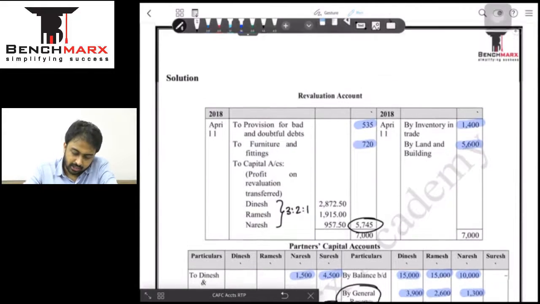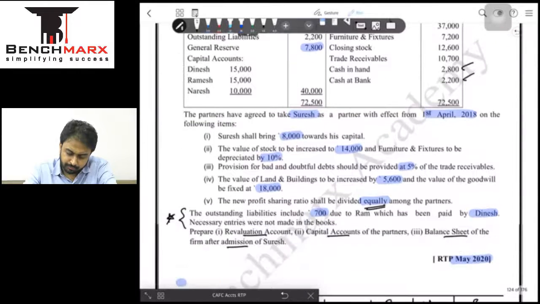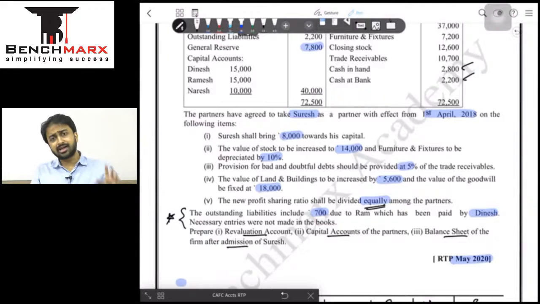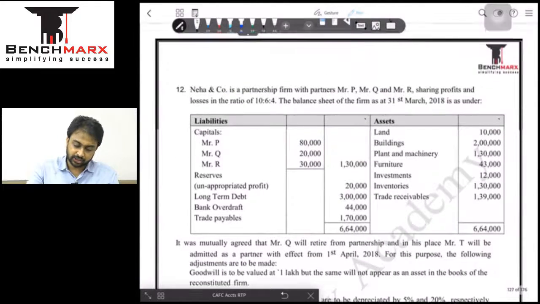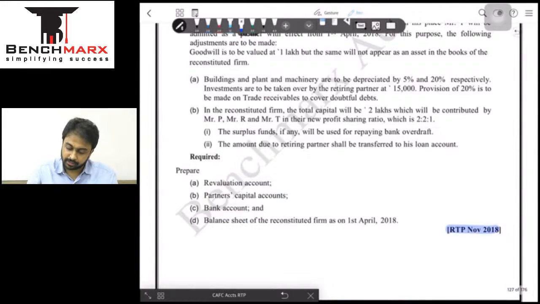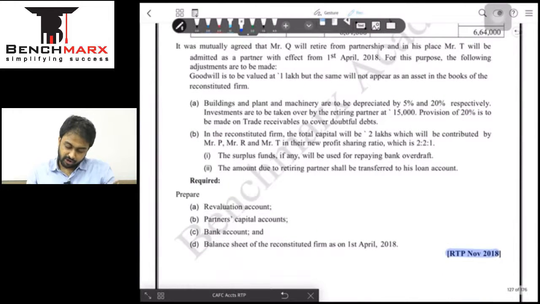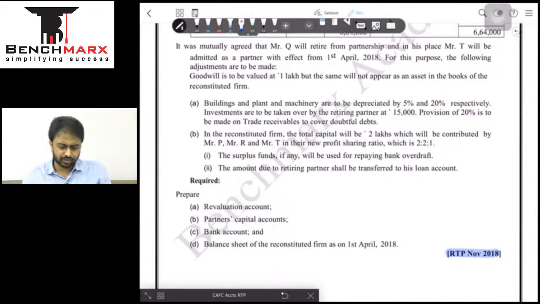Gone? Yes. So one more question gone. Question number 11 is also gone. It was a fairly straightforward and simple question. Which means one last question is left before we close the partnership accounts RTP series, and that is question number 12, which appears to be from the RTP of November 18. Let's start. Hopefully yes. We have to make partners capital account, partners bank account, reval and balance sheet. So it looks like a normal question.